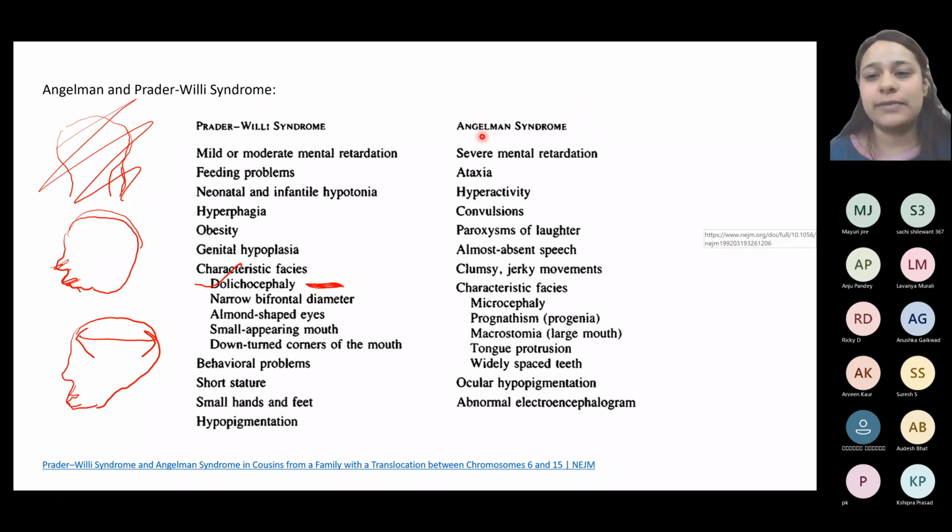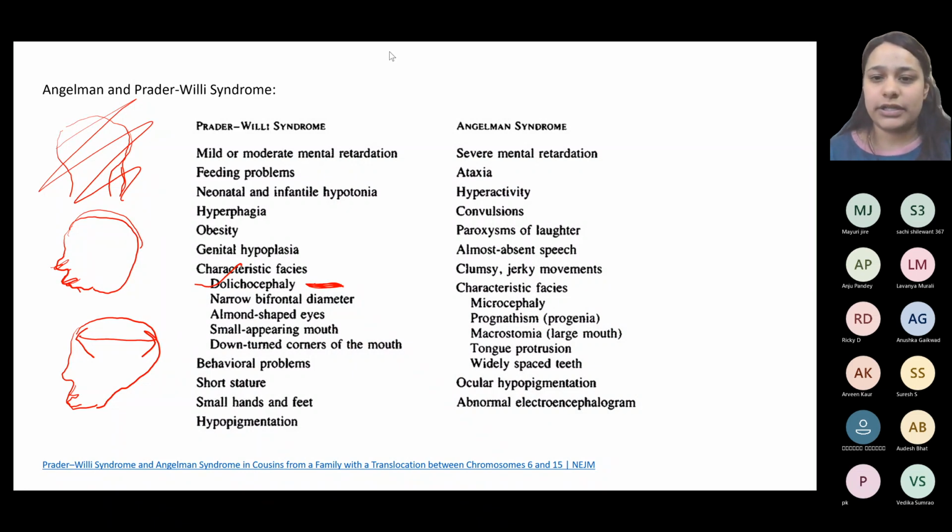What will happen in Angelman syndrome? These children will have severe mental retardation. They will have ataxia, that is basically difficulty in movement. I actually just have to verify what ataxia is. I should not be telling something incorrect.